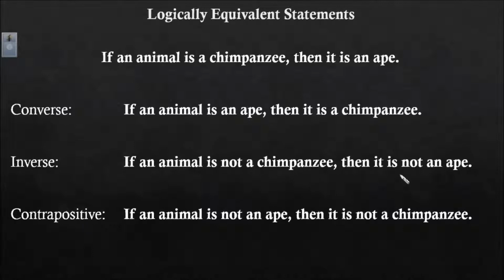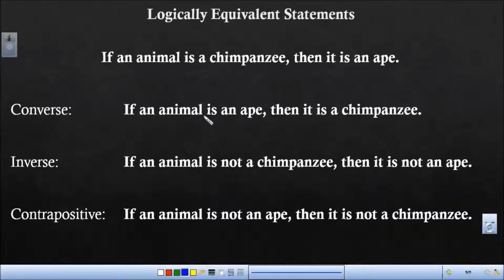Alright, logically equivalent. If we just think about this for a second, we want to talk about the truth of these statements. First of all, if an animal is a chimpanzee, then it is an ape. This is true. Chimpanzees are apes. But if I say if an animal is an ape, then it is a chimpanzee, this statement is false because gorillas are apes and they're not chimpanzees. So gorillas is a counterexample to this converse.